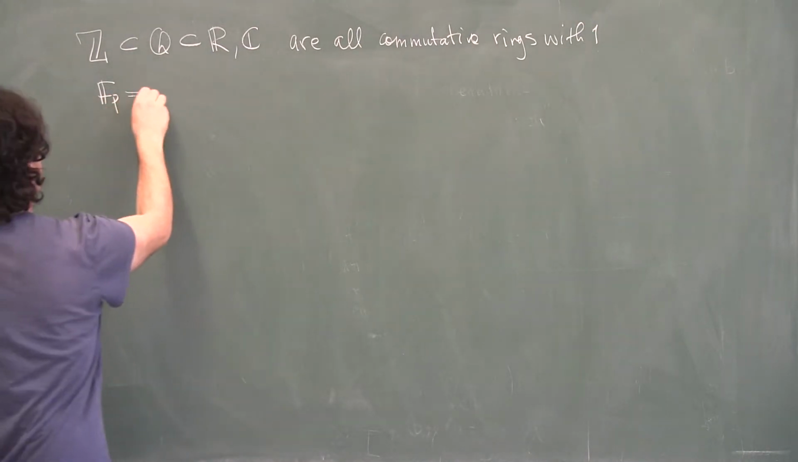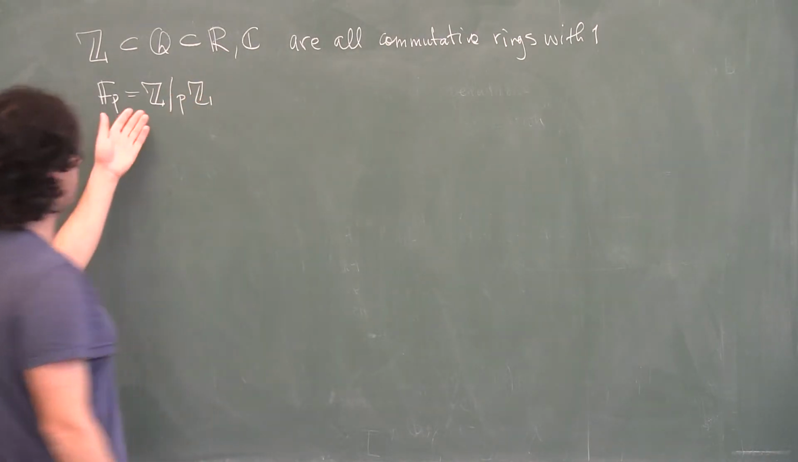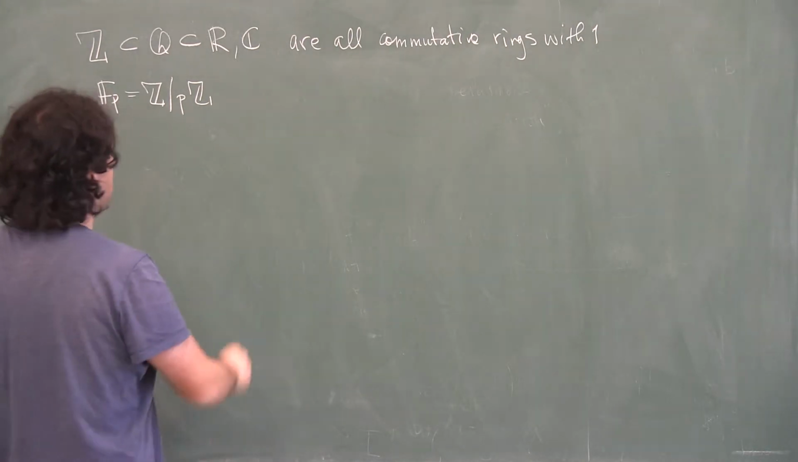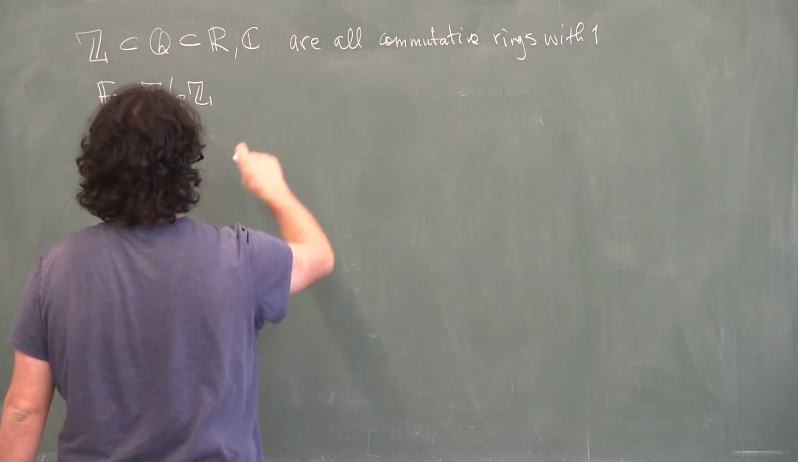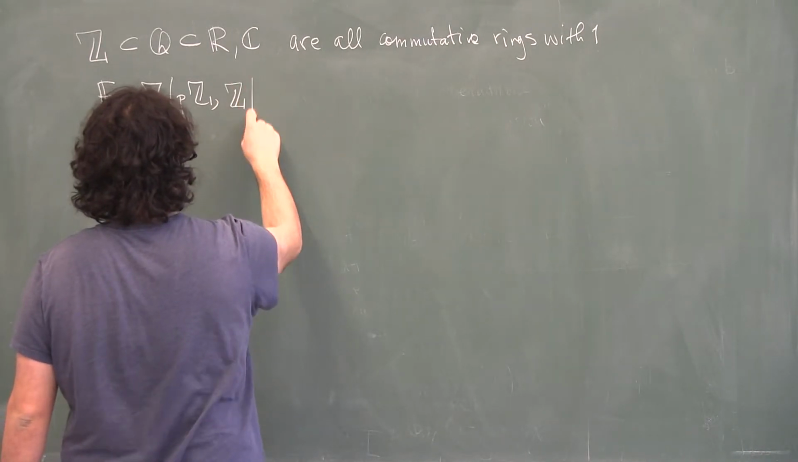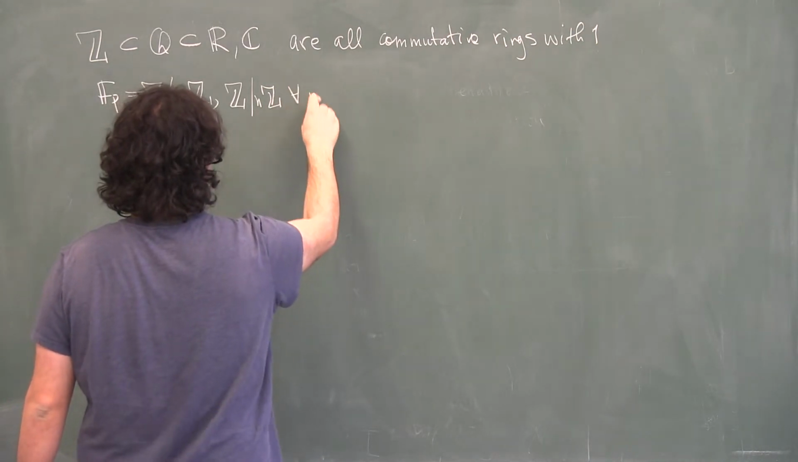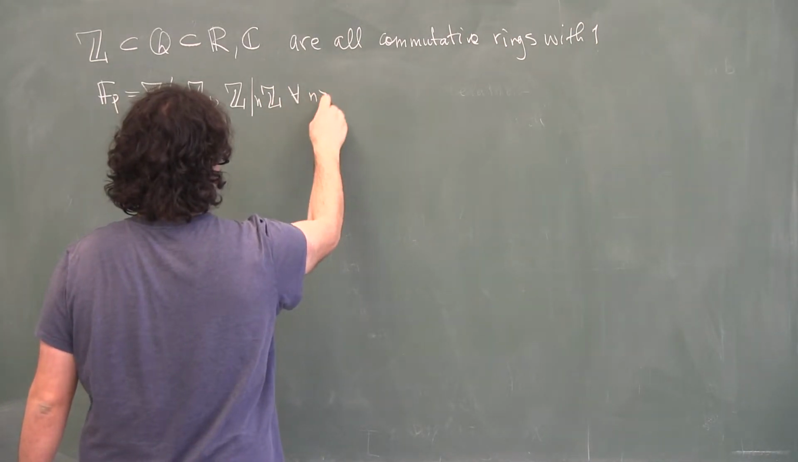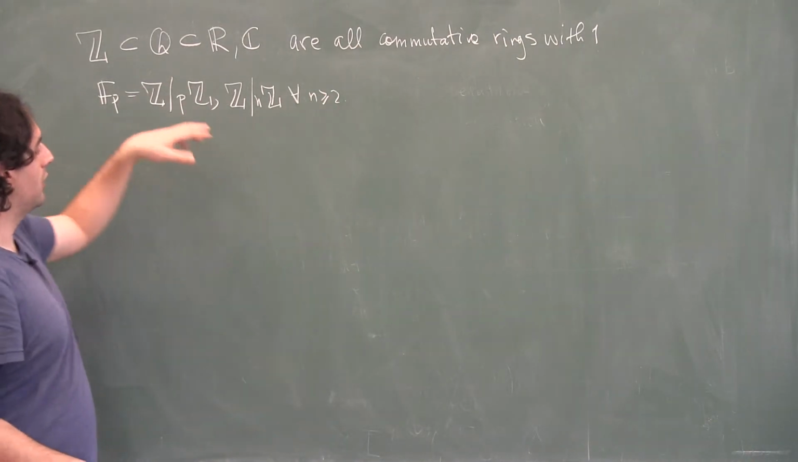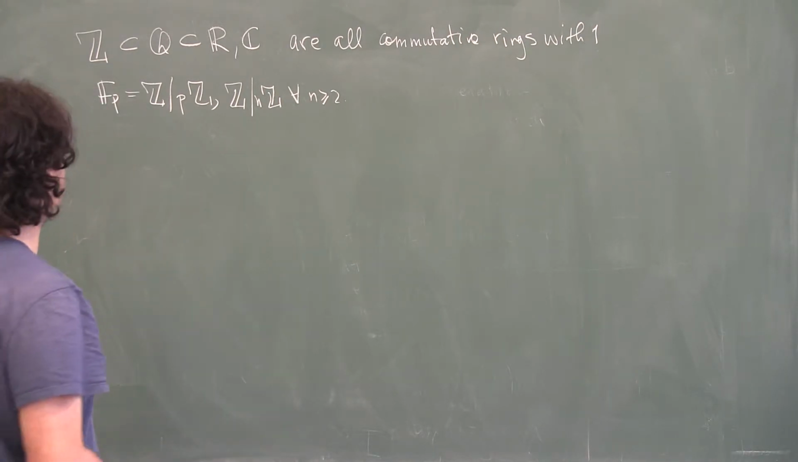Fp, which is Z modulo pZ, the integers mod p. This is another example of a ring. It's again a commutative ring with 1. More generally, we could look at Z mod nZ for all n, let's say, integers at least 2. This gives another commutative ring with 1. What are some other things we can do?